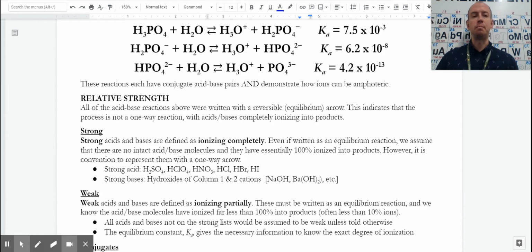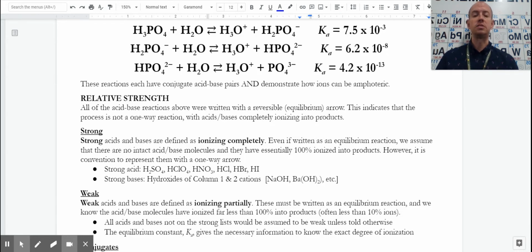So the strong acids and bases ionize 100%. They totally break apart into their cation and anion, which allows us to know the amount of hydrogen ion or hydroxide ion in solution very easily. We've got our 6 strong acids. We've got our strong bases from the first 2 columns of the periodic table bonded to hydroxide. And even if you saw them written with a double arrow, you should recognize the formulas or names and know that we think about them ionizing 100%.